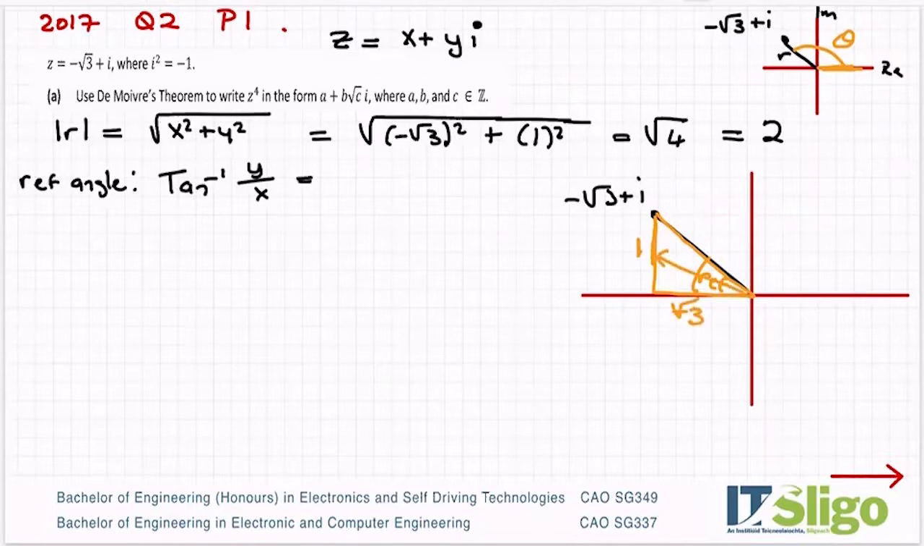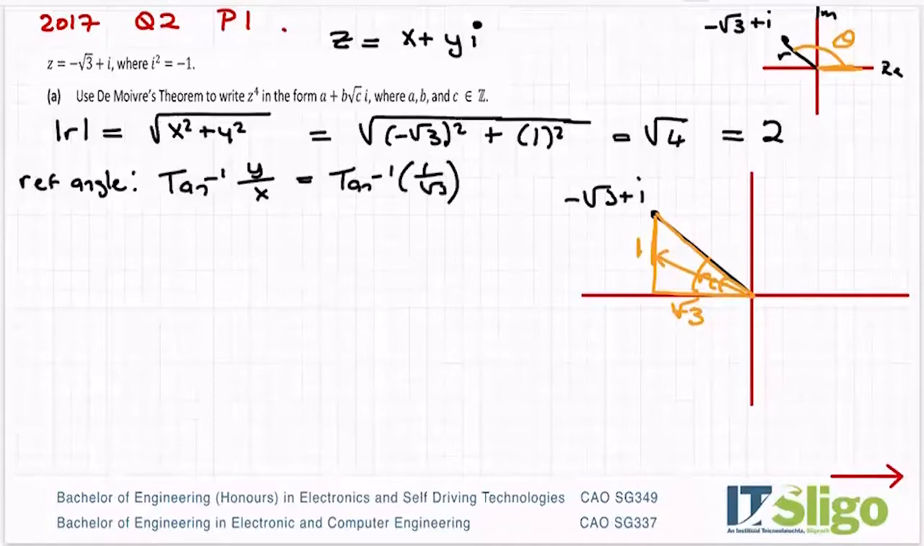So it's equal to 1 over root 3. And if I put that into the calculator, I forgot my tan inverse, didn't I? Not tan inverse at all. Tan of 1 over root 3.